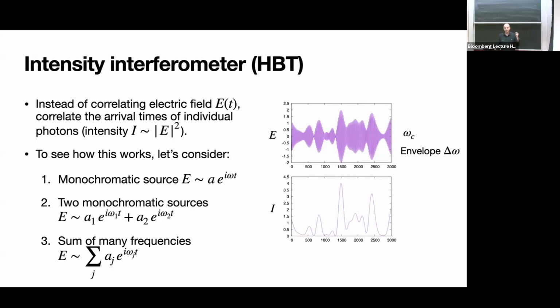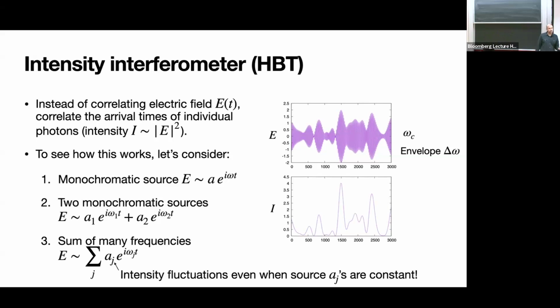I want to drive home that we get these order 1 fluctuations in the intensity, even when the source is completely constant in time. Even when all these coefficients are exactly constant in time, we get order 1 fluctuations in the intensity of the source just from the interference of these different waves with each other.